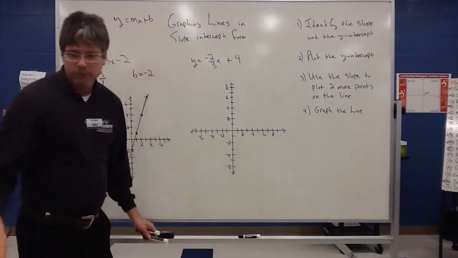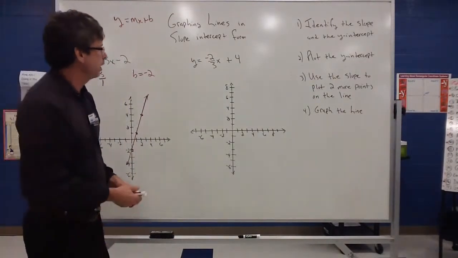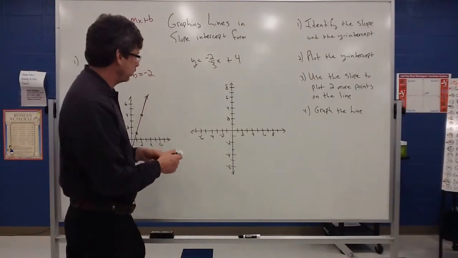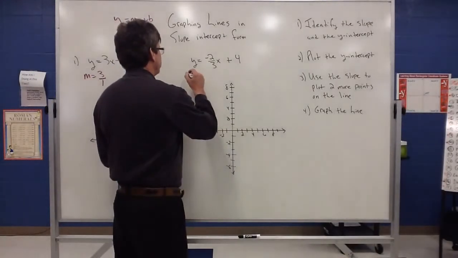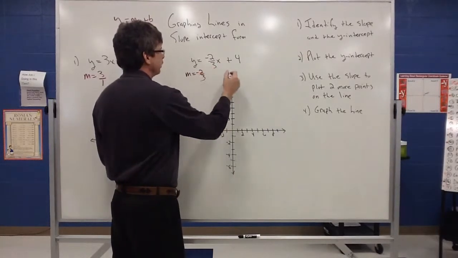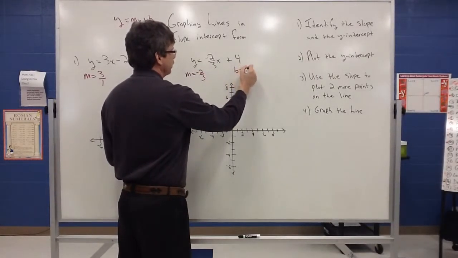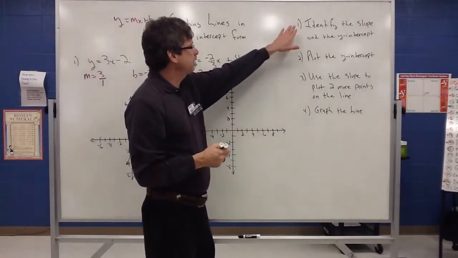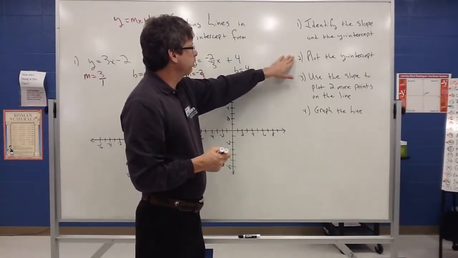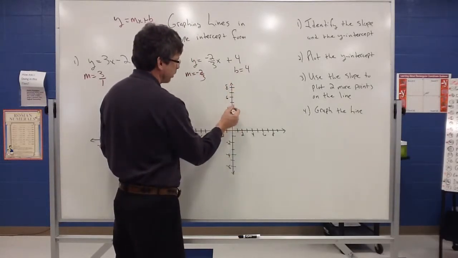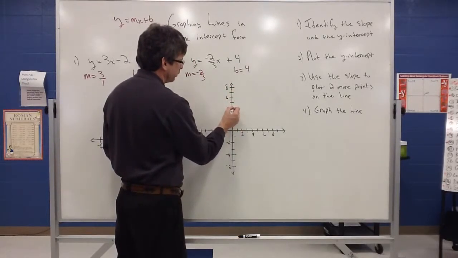So let's see if we can look at this next example. Again, it's in slope intercept form, so I can identify the slope. The slope is that -2/3. Remember, it's that coefficient in front of x. And my y-intercept is that constant of 4. My next move is then, once I've identified the slope and the y-intercept, I want to plot the y-intercept first. So again, the y-intercept is where it crosses the y-axis. So it crosses the y-axis at 4.